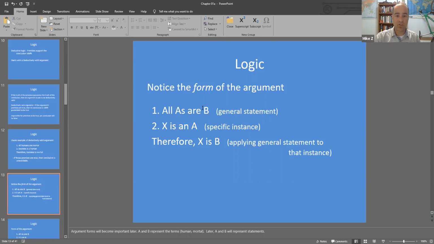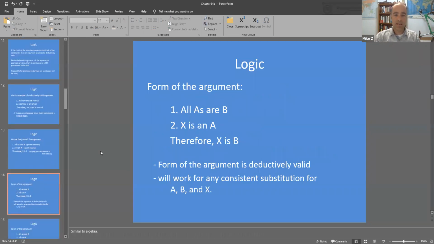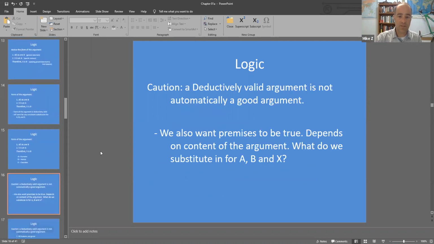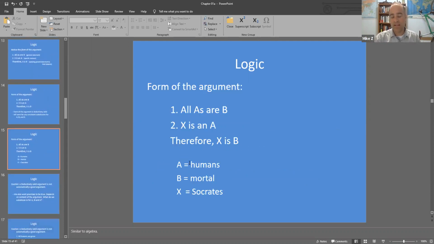And A and B here are standing in for terms, right? In the original argument, A was humans and B was mortal, and then X was Socrates. And so anytime that we see this argument form, it doesn't matter what gets substituted in for A and B, as long as it's done consistently, then the result is going to be a deductively valid argument. So in our original version, we substituted humans in for A, mortal in for B, and Socrates in for X.